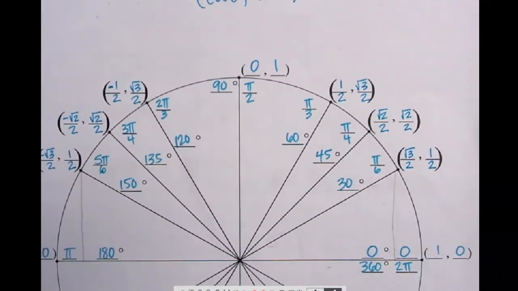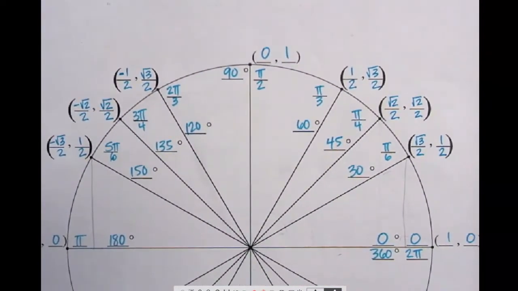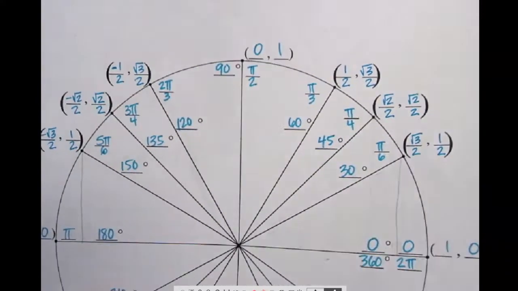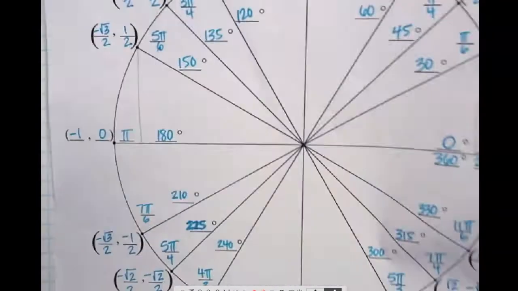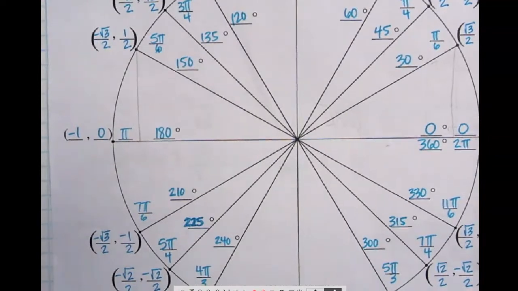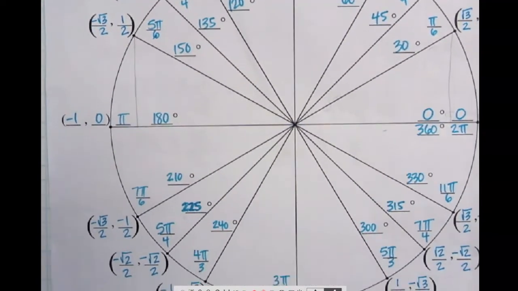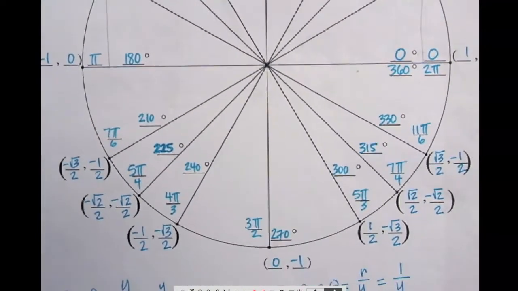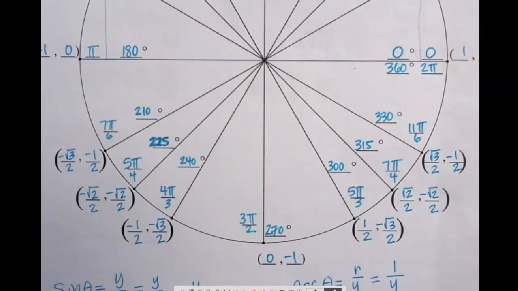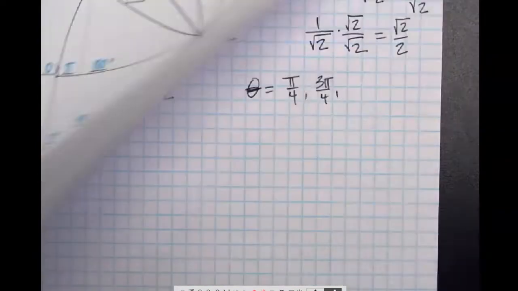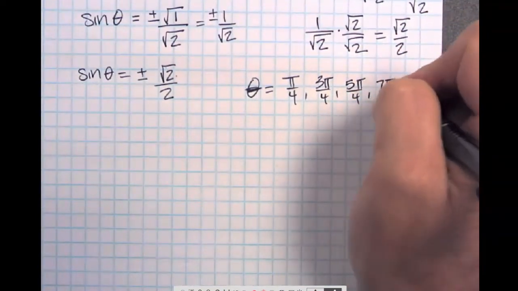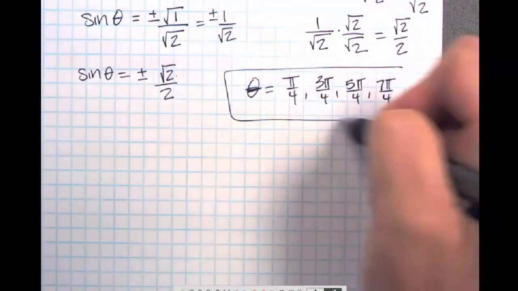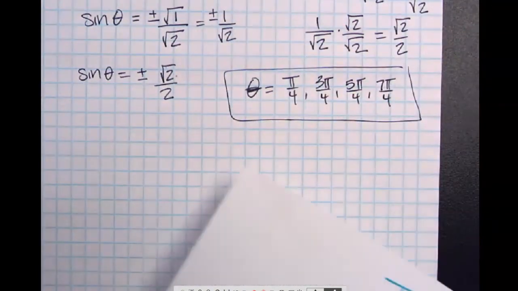Okay, traveling to the second quadrant, what do I find? 3 pi over 4. Traveling to the third quadrant, what do I find? 5 pi over 4. And what about the fourth quadrant? 7 pi over 4. So I'm pulling out every single angle that meets that description. So I actually have 4 answers to this equation.